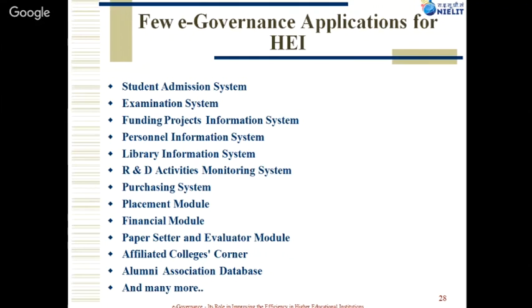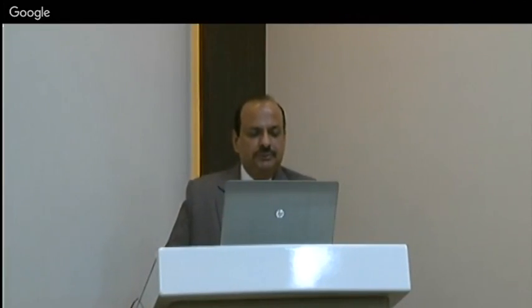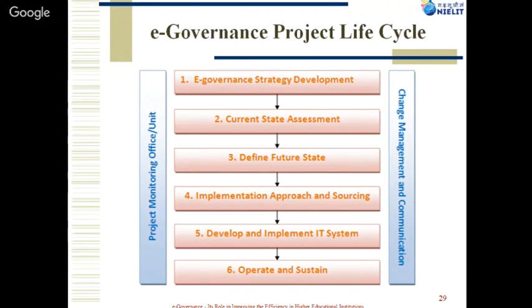Affiliated college corner, just like a forum. Alumni association database, very important. It is linked with placement as well as the persons who are passing out of the institute and many others. So broadly, if we cover these systems, even then we will be able to deliver services online to our students. This is just the broader activity.